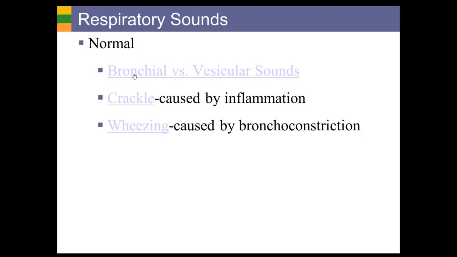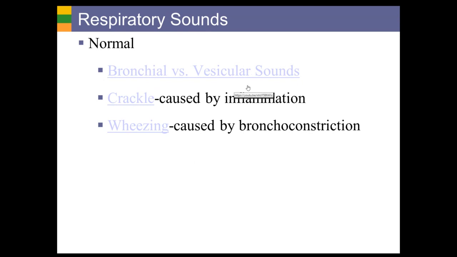Bronchial sounds are the sounds that are heard as air enters the bronchial tubes. Vesicular sounds are the sounds that are heard as air enters and inflates the lungs, the actual alveoli. And they sound very different. If you're interested in hearing these, I would suggest that you Google them and then click on the links, and you can listen to them.